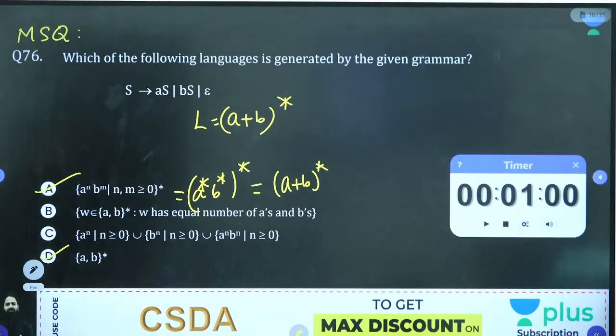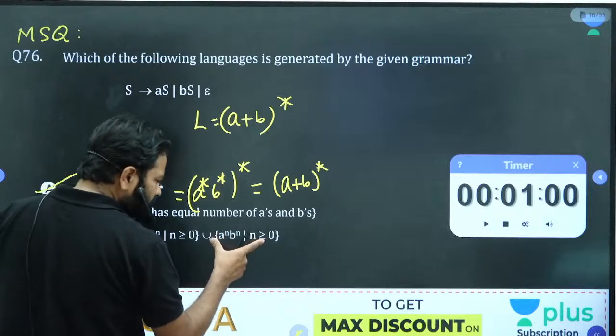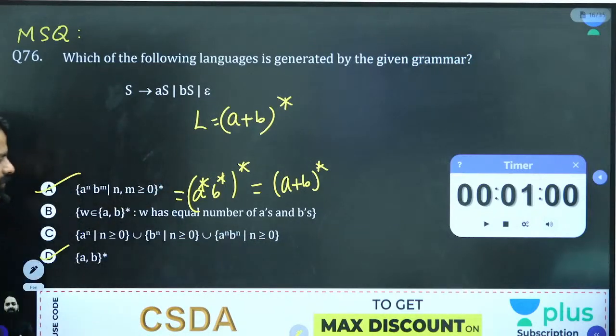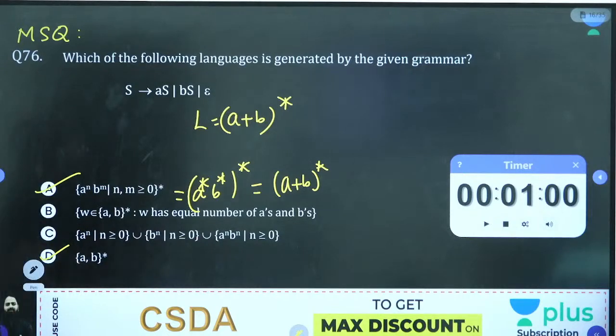C is different. C is what? a* union b* union something different, strings a^n b^n. Only 3 types of strings are there. Done.